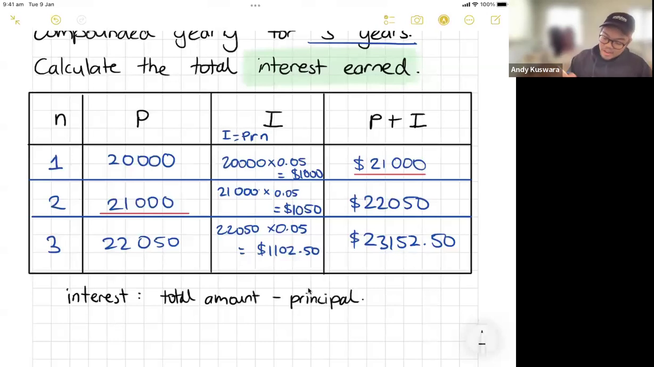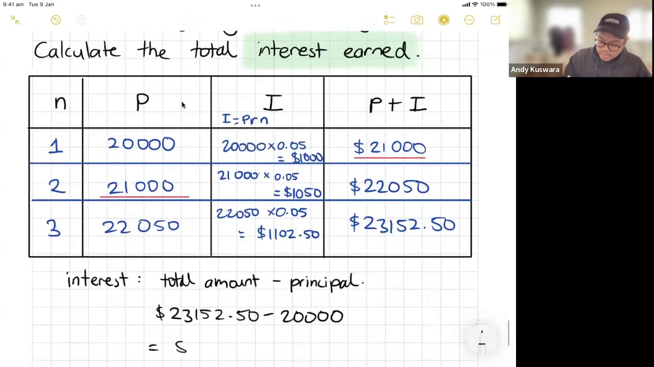Again, I do not need a calculator to do this. I theoretically don't even have to write it down, but my total amount is now worth 23,152.50. And what was my original principal? I'm not going to use the 22,000. I'm not going to use the 21,000. My original principal was 20,000. And that gives me just my extra little bit, which I can see is 3,152.50. That's my total interest earned over those 3 years.